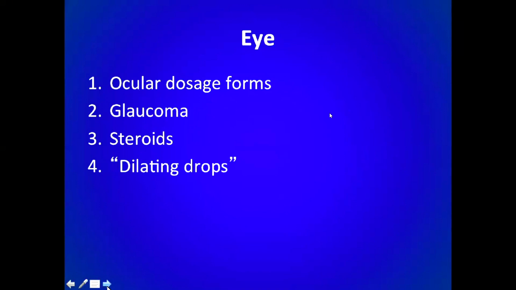Second, glaucoma is primarily a disease of the eye, so I will tell you the medicines used or recommended in the treatment of glaucoma. Then steroids, because in all these conditions, even skin, eye, ear, nose, steroids are a useful treatment. So something about steroids in eye disorders. And finally, something called dilating drops.